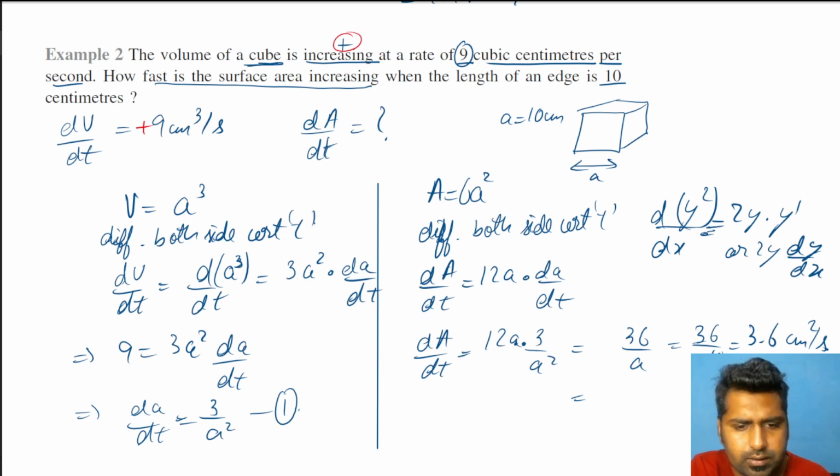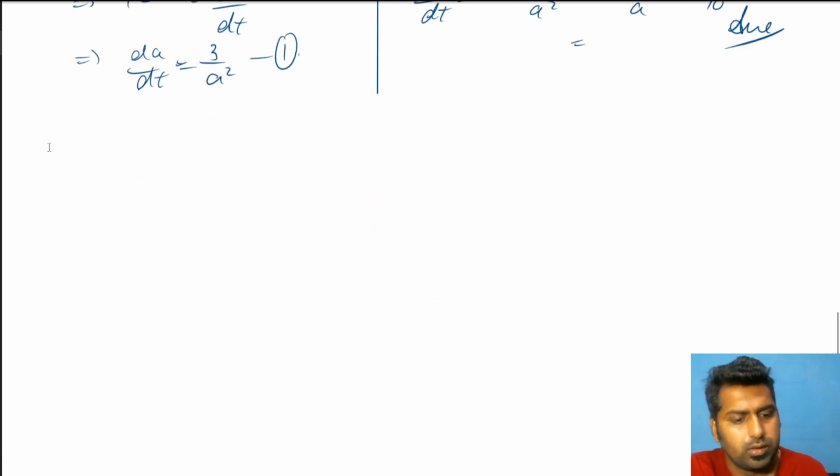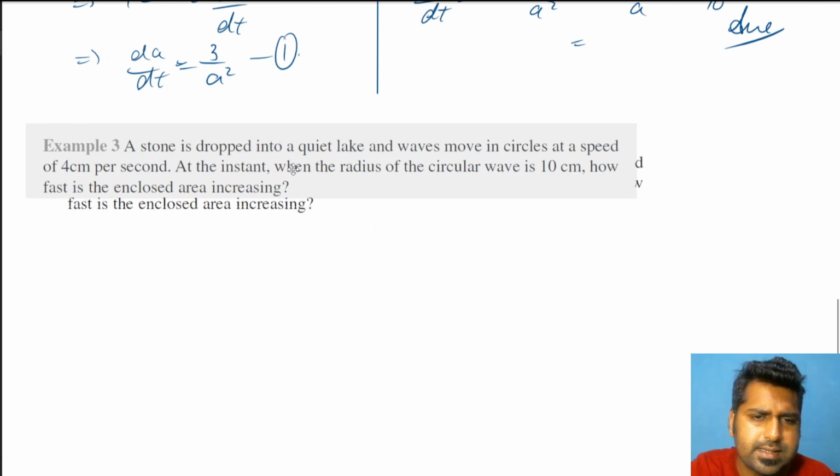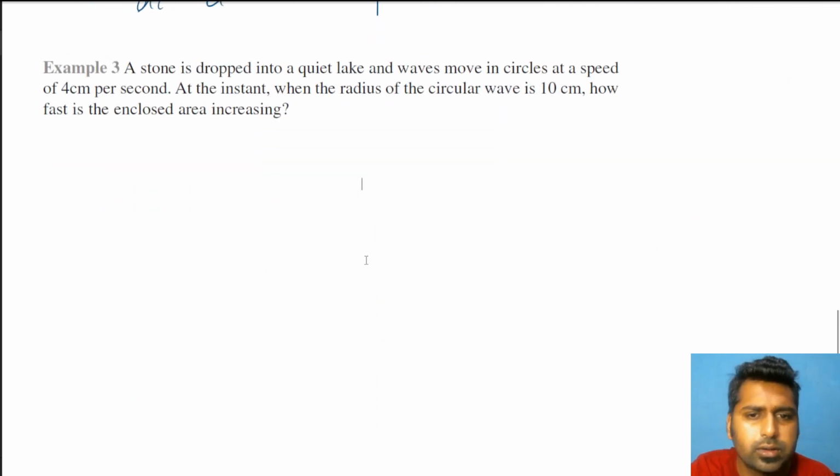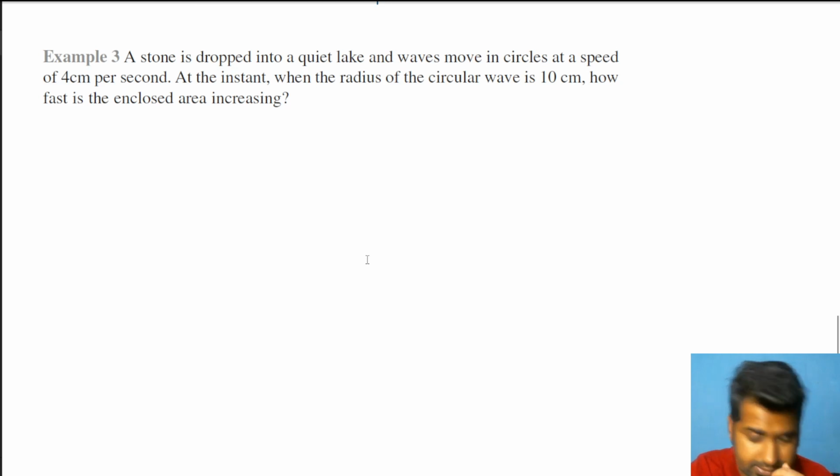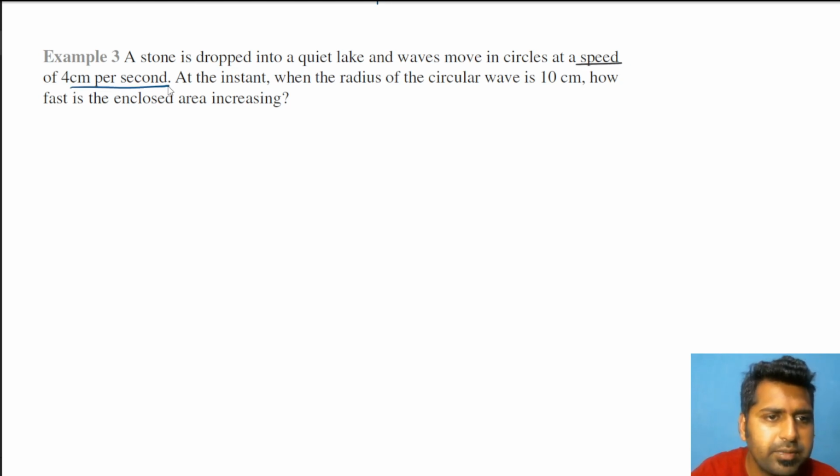All right, let's look at another question. The question says you drop a stone in a lake and waves are produced in circle, and we see the waves are actually traveling outwards at a speed of 4 centimeter per second. Now this is going to confuse you slightly. At an instant when the radius of the circular wave was 10, so he's giving you the value of this. How fast the enclosed area is increasing.